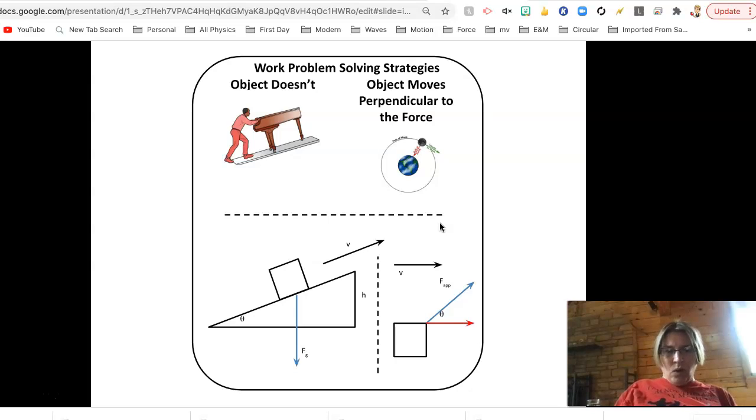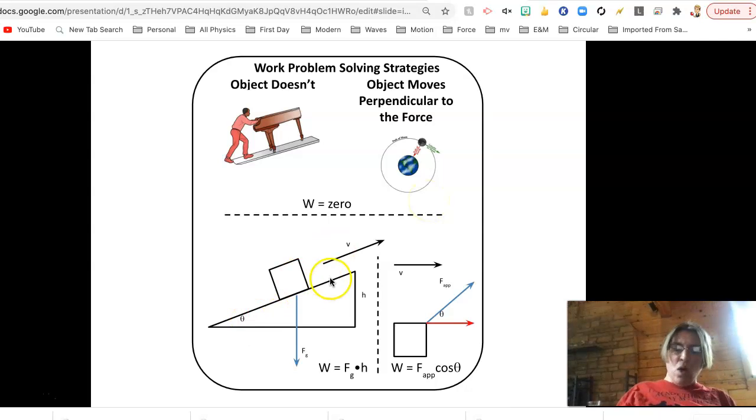If the object doesn't move, I guess we lost the word move here, or the object moves perpendicular to the force, the work is equal to 0. On the other hand, if it's on an inclined plane, you've got to make sure that the force and the distance are parallel to each other. So that could mean that you've got to do some trig. If they gave you the length of the inclined plane but didn't give you the height, and they gave you the angle, you could use trig to find the height. And then you need to make sure that that force goes with that height.